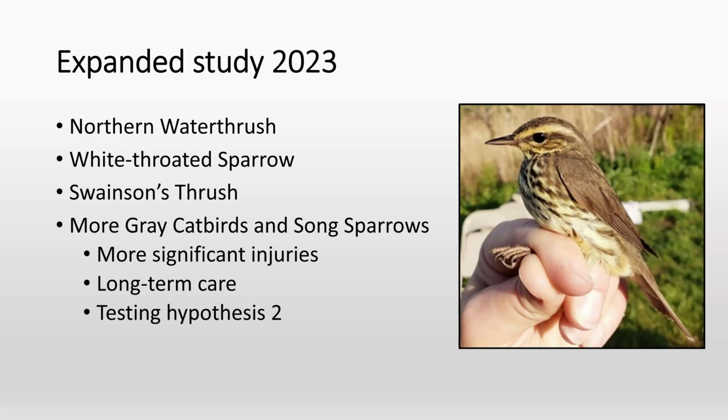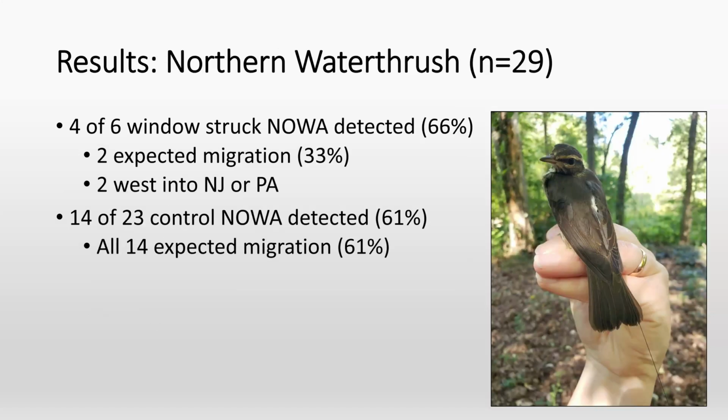So we used them. We tried to use some white-throated sparrows, tried Swainson's thrush, that didn't work. And then I expanded the catbirds and song sparrows to the ones that were in rehab for a longer period of time. So now I'm testing that second hypothesis about if ostensibly they are more injured because they are taking a long time to recover at a rehab center. Are they messed up then? Did they have a poor migration? So starting with the water thrush, these were same day releases. So we're back to that hypothesis one, like they hit a window, they fly away, no treatment.